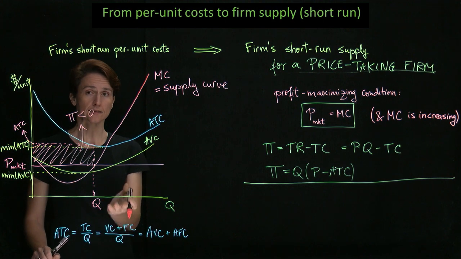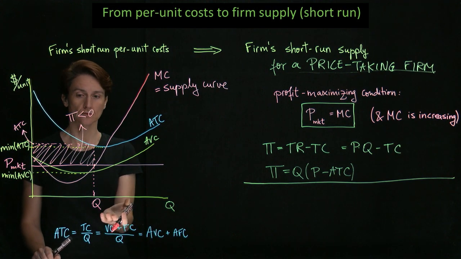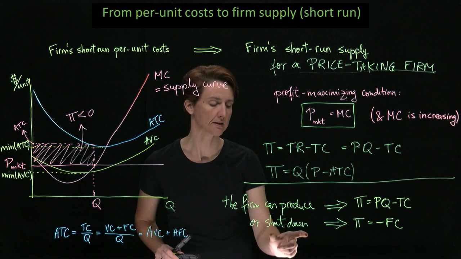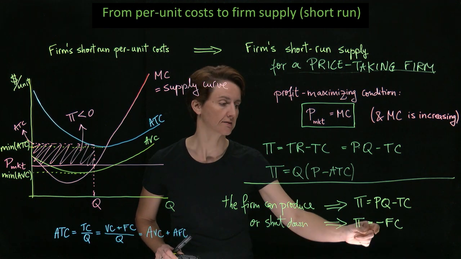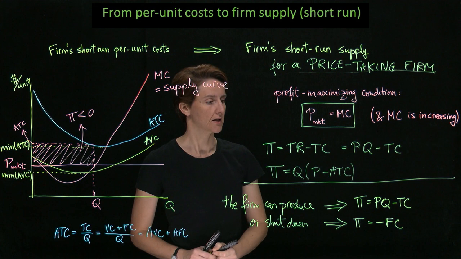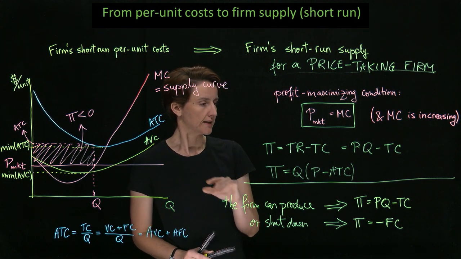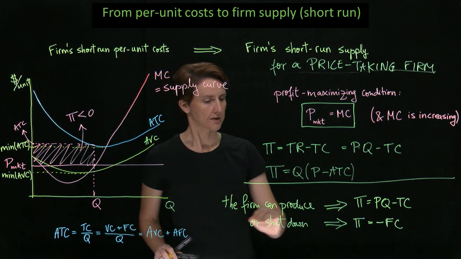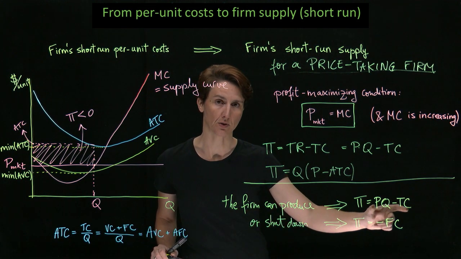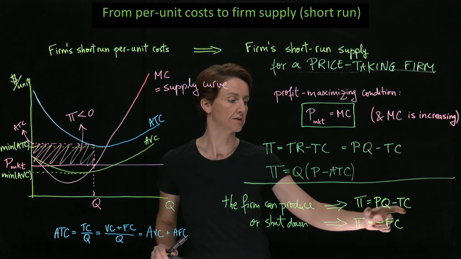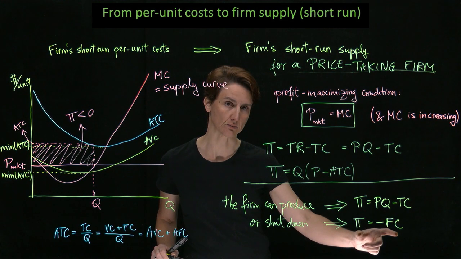So what does this tell us? Should the firm not produce? If it shuts down, the firm's profit will be negative sunk cost, in this case FC. In that case, whether or not it produces will depend not on whether profit is positive, but rather on whether it's greater than this shutdown profit.